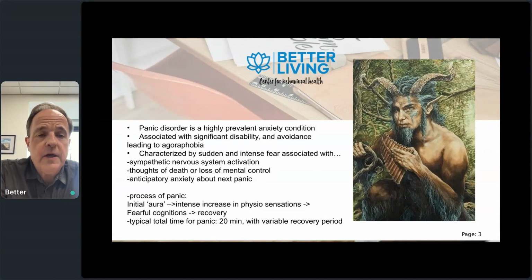It's characterized by sudden and intense fear associated with rapid sympathetic nervous system activation and thoughts of either death or loss of mental control or both. Statements that people might say are things like, I felt like I was going to go crazy, or I was losing my mind, primarily because as they're experiencing this, they also see that the world around them is unchanged, and they also see that they are not actually going to die.